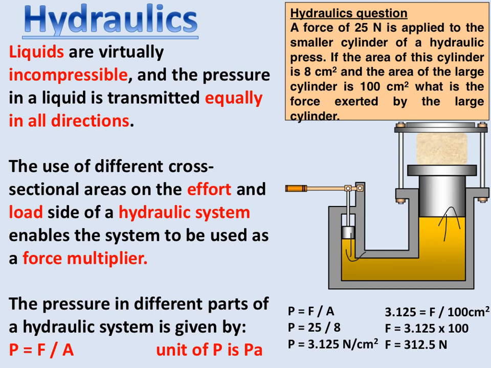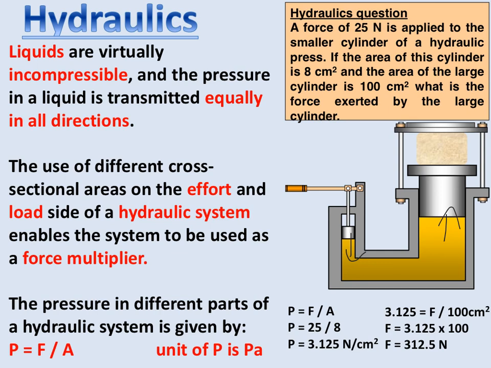So the first thing that I do is I work out the pressure experienced by the liquid. I do that by working out the force applied to my effort piston divided by the area of my effort piston. So I work out pressure is 25 divided by 8, which gives me 3.125 newtons per centimetre squared. Notice I can't put that in pascals because I haven't had my area in metres squared. So I have to keep it as newtons per centimetre squared.